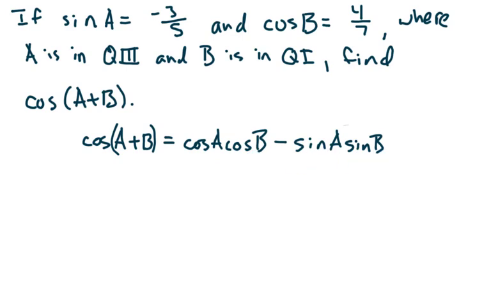Which of these four things do I have given to me? I have the sine of a, and I have the cosine of b. I have this and this. I do not have this. I do not have this. But because cosine and sine for the same angle are related, we can use identities that we've established previously to help us get from sine of a to cosine of a.